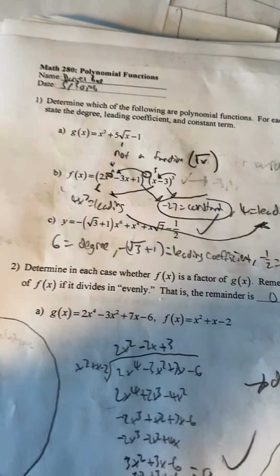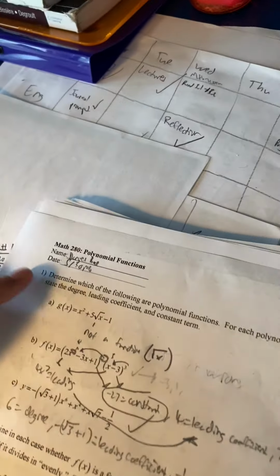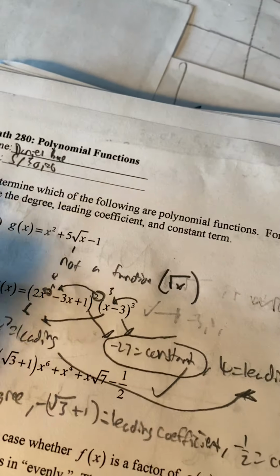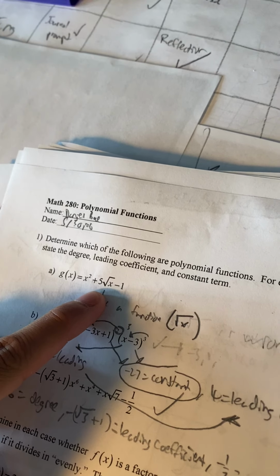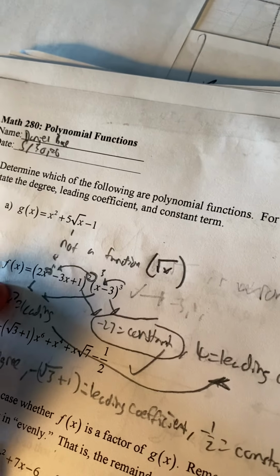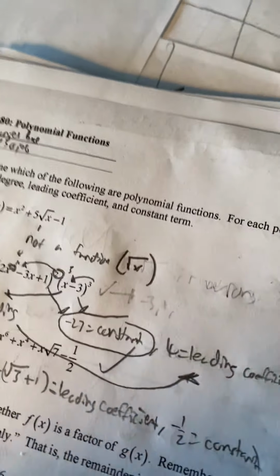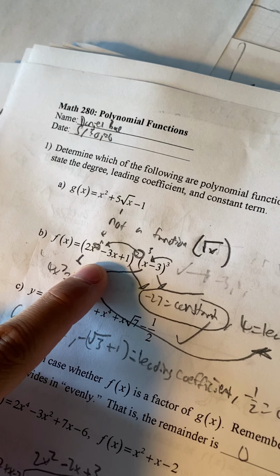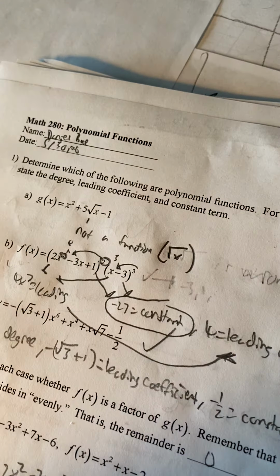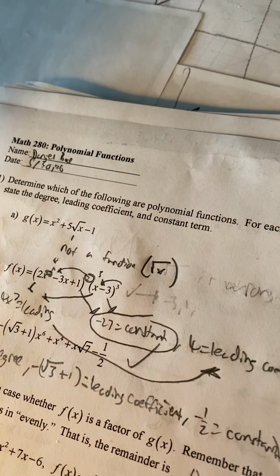So here on the first sheet, polynomial functions, 1a. Because of the square root of x here, it is not a function. It is not a polynomial function. The second one, it is a function, as 2x squared minus 3x plus 1 is a function, and x minus 3 is a function. So those multiplied will also create a function.